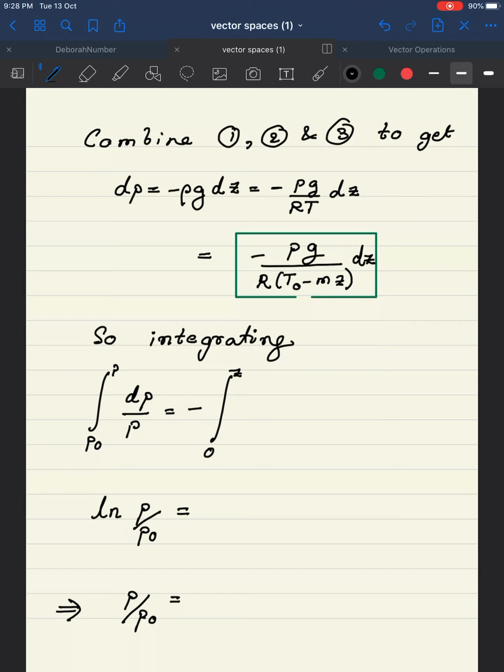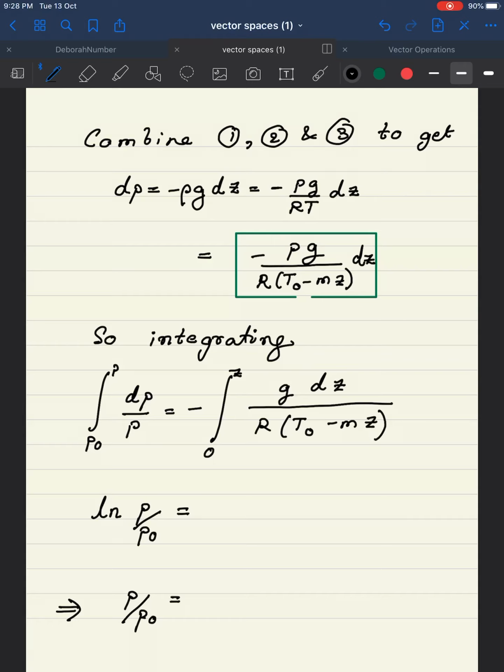So what we do is, since there is pressure on this side, I'm going to bring this pressure onto the other side. So you have now dp by p, and on this side you have the other terms left. So this is now going to be g dz over R times (T naught minus mz).